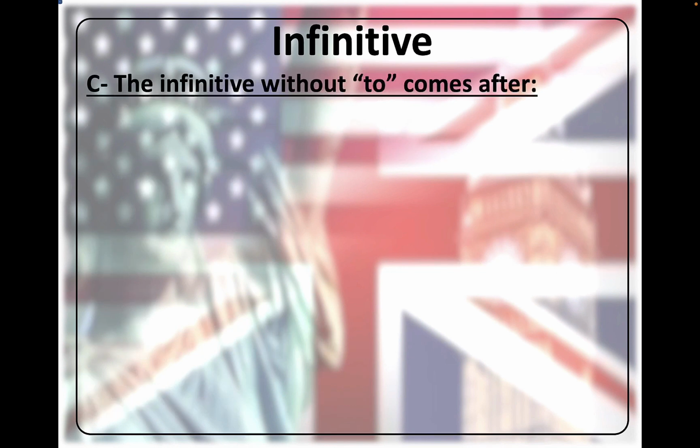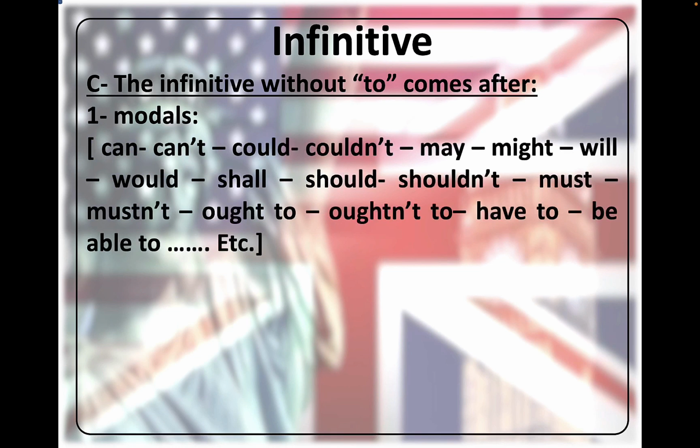C. The infinitive without to, or the bare infinitive, comes after modals or modal verbs. Examples: can, can't, could, couldn't, may, might, will, would, shall, should, shouldn't, must, mustn't, ought to, oughtn't to, have to, be able to, etc. We know that modals are followed by an infinitive without to, or bare infinitive.